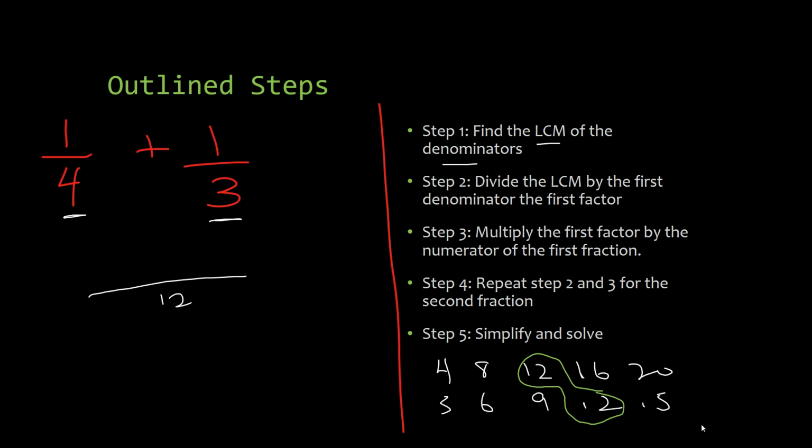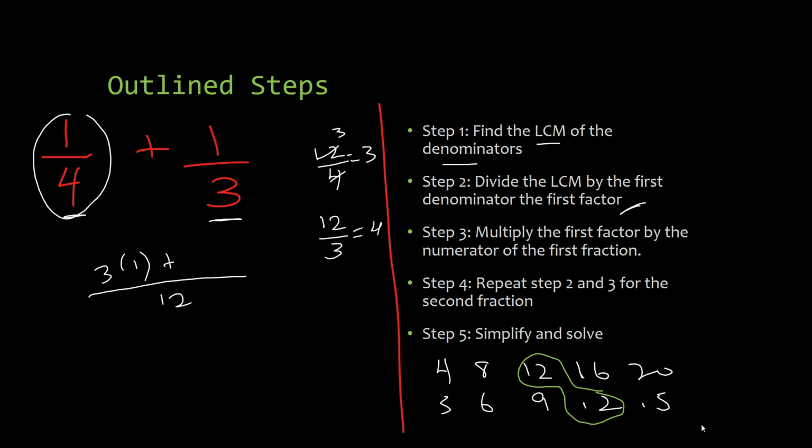So I write it like that. Then I'm going to divide the LCM by the first denominator for the first factor. On the first fraction, I'm going to divide 12 by 4. I will get 3. And then I will simply put 3 multiplied by 1, which is what step 3 tells me to do. Then I'm going to add, putting back the operator. I'm going to repeat: 12 divided by 3 leaves me with 4. So I put the 4 and I multiply by the 1.